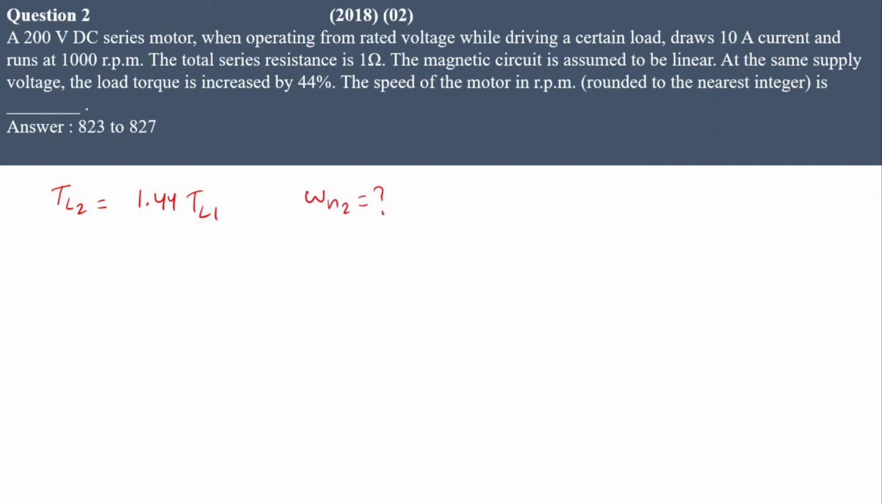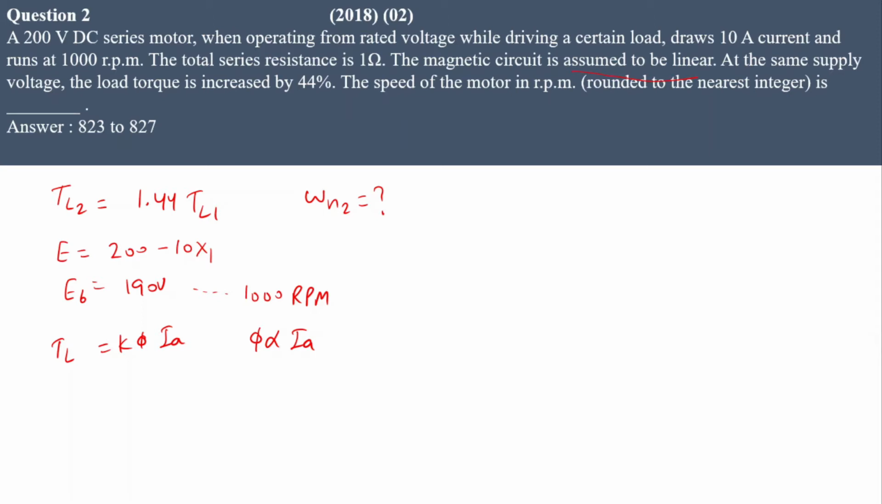Okay, so voltage is 200 volt. Find out the back EMF. E equal to V minus Ia, where Ia is given to you and RA is 1. So E is 190, the back EMF, for 1000 rpm. Load torque is K phi Ia. You can say phi is directly proportional to Ia because it is given here that the magnetic circuit is assumed to be linear.